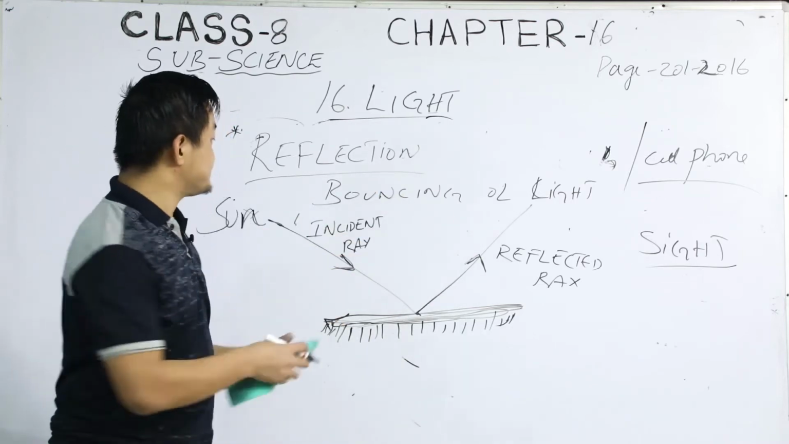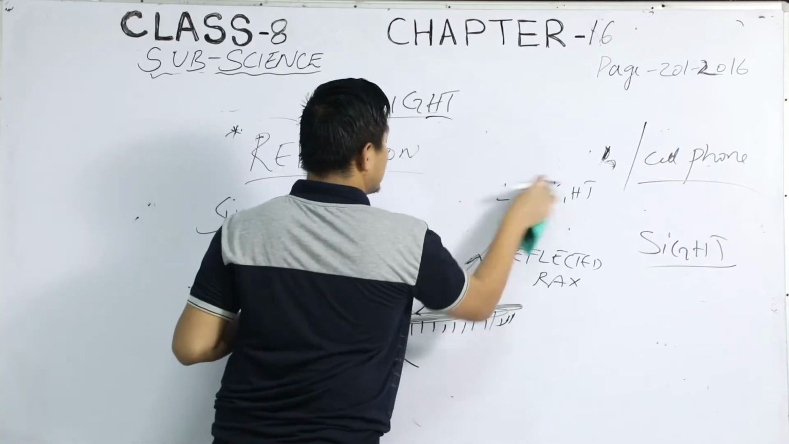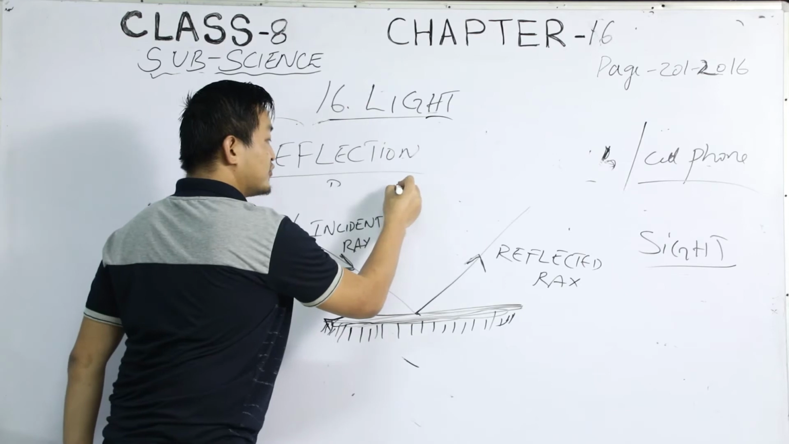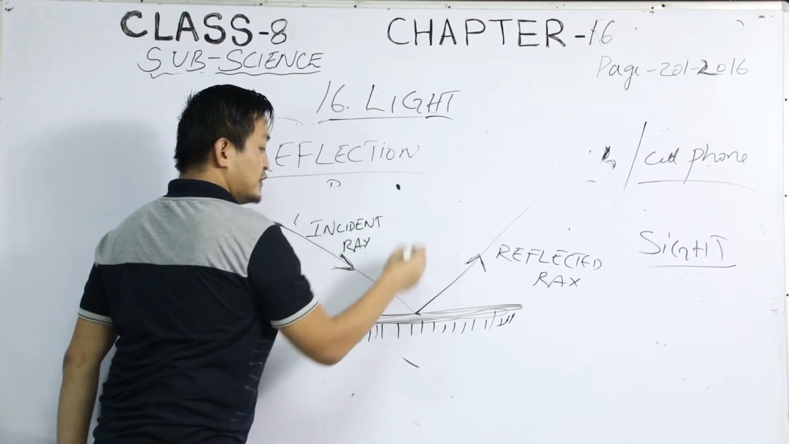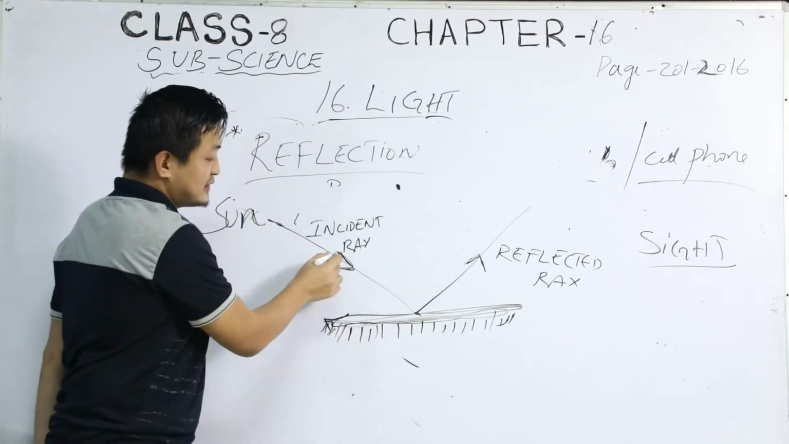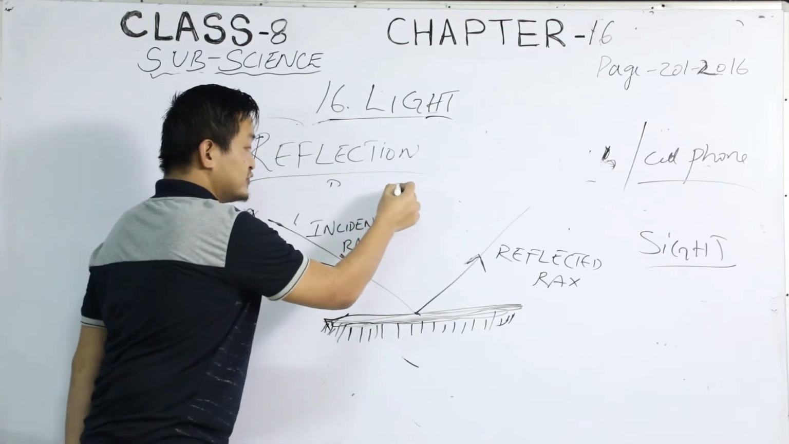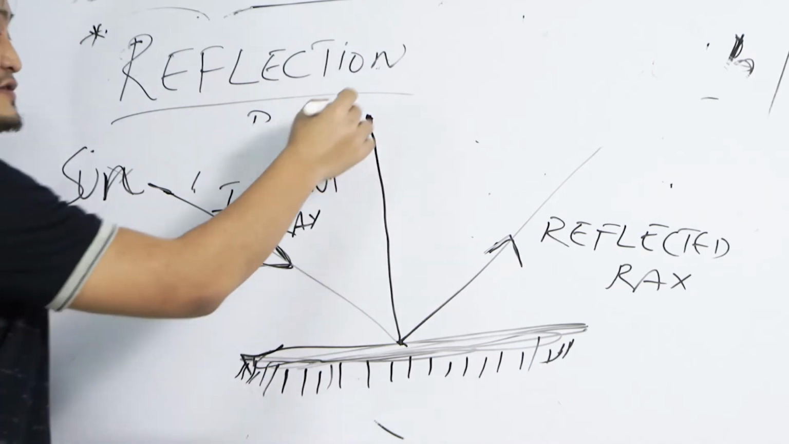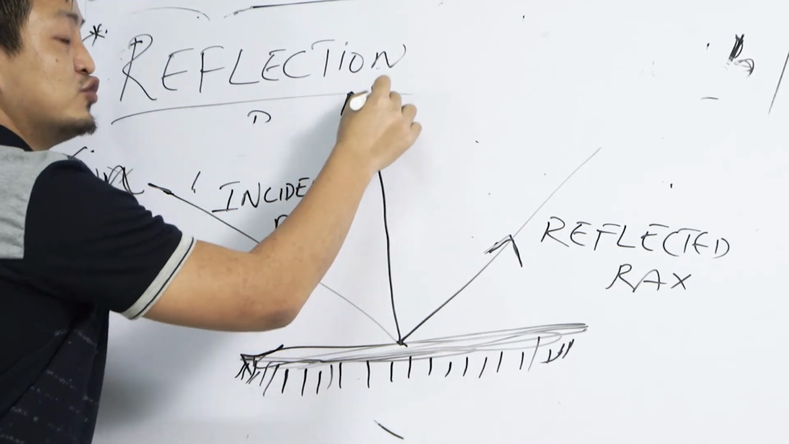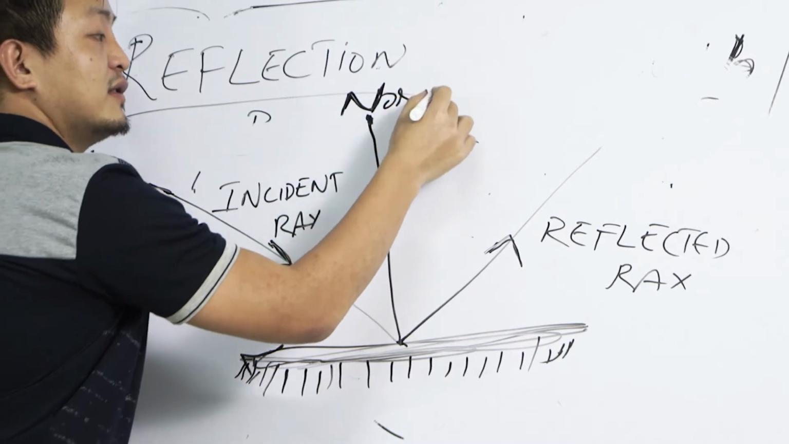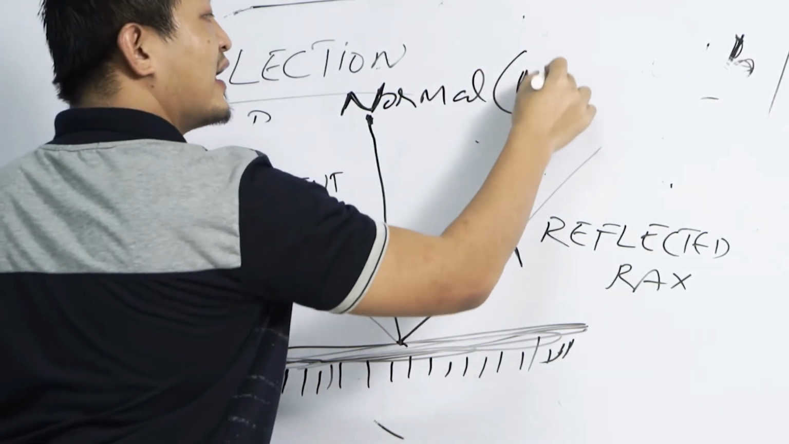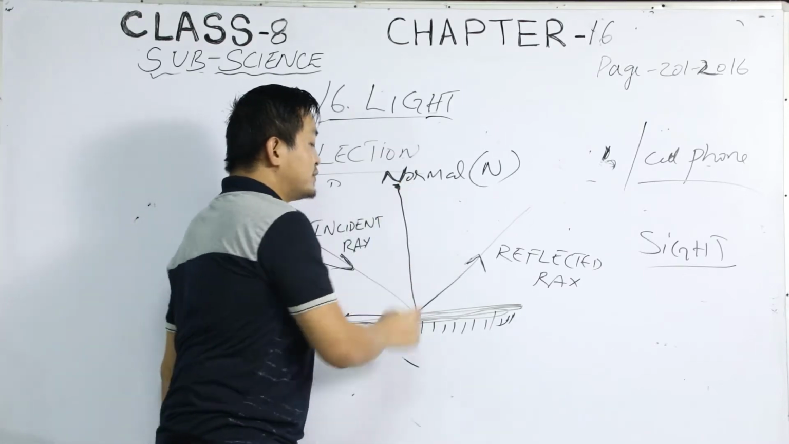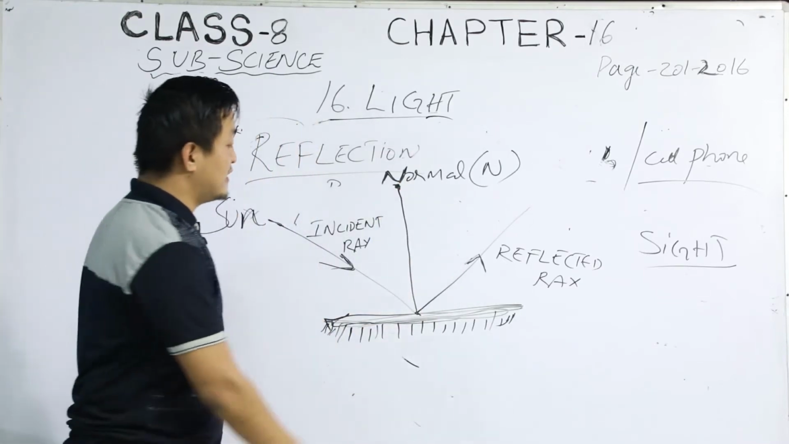Now, students, if you draw a line from here, now this is the point of incidence, right? If you draw a normal that is perpendicular to the reflecting surface, clear? So this one is the normal, okay? It is indicated by N. Now, this angle will be 90 degrees, clear? 90 degrees.